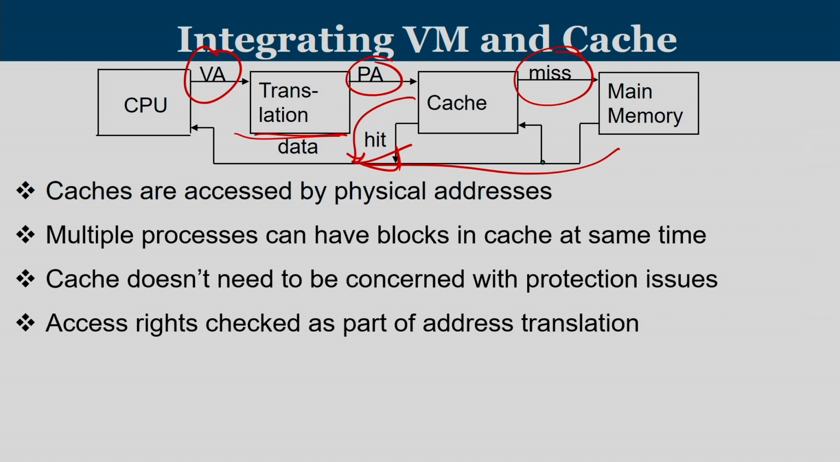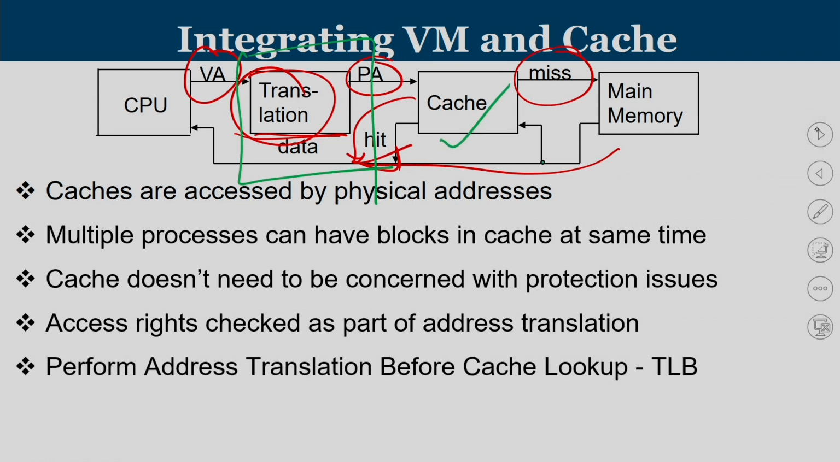So cache memory doesn't need to be concerned with protection issues, because before coming into the cache, anyway I am going through the translation process. This translation process will surely look into the protection and all other aspects. So as long as our translation process is there, cache memory should not be bothered about protection mechanisms. So all the translation process and protection lookup should be done before accessing the cache. So the position of the TLB is before the caches.